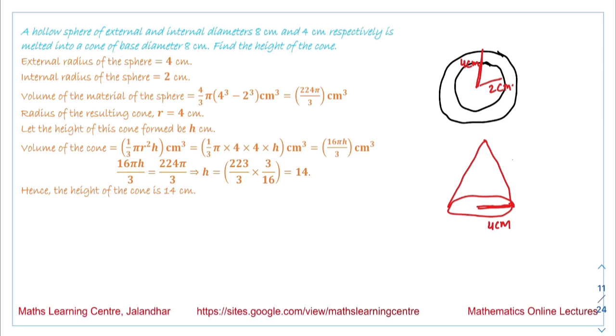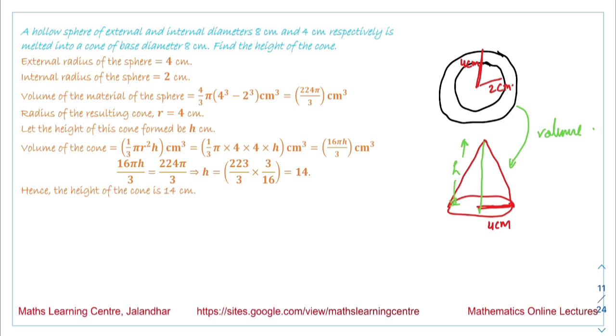So what will be the same over here is the volume. The volume of this hollow sphere and the volume of this cone will be the same, because the sphere is melted and the cone is formed from that material. So we are saying that the volume in both these cases is the same. Now suppose the height over here is h.